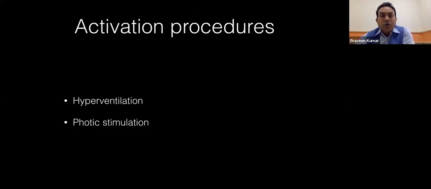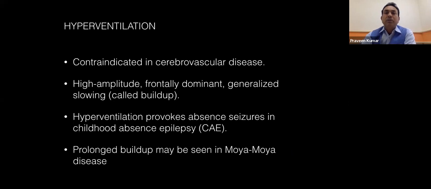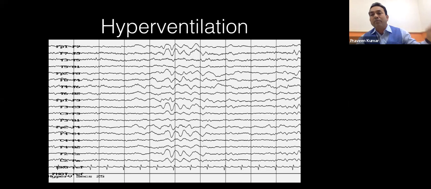Coming to the second part of the normal waveforms, we do the activation procedures. Commonly, we do hyperventilation and photic stimulation. Hyperventilation we do for around 3 minutes. Normally, we don't do it in children with stroke or moyamoya because that can give rise to cerebral ischemia and you can precipitate further brain damage. It provokes absence seizures. We all have been taught about the absence seizure, 3 per second spike and wave, because of hyperventilation. But what happens with hyperventilation?